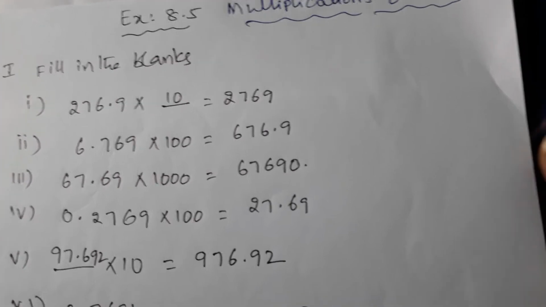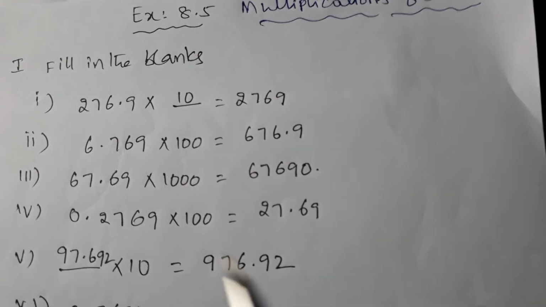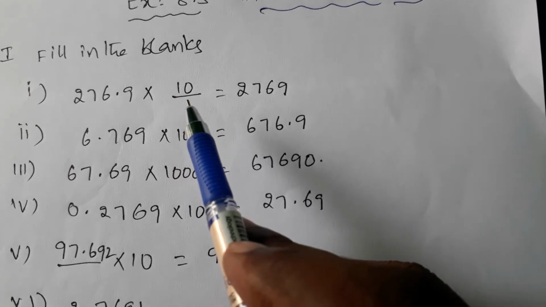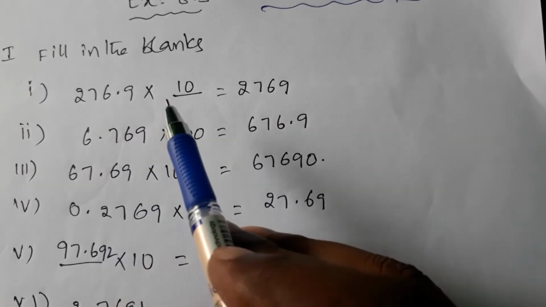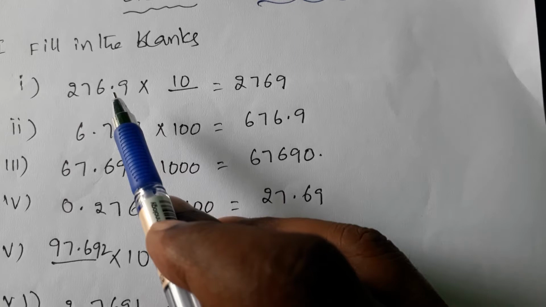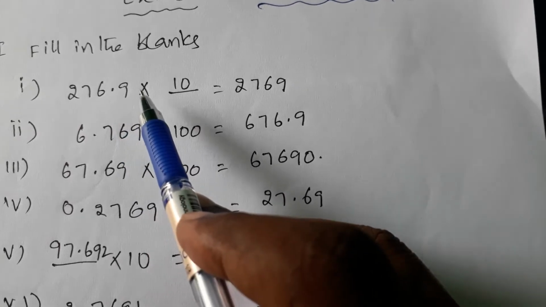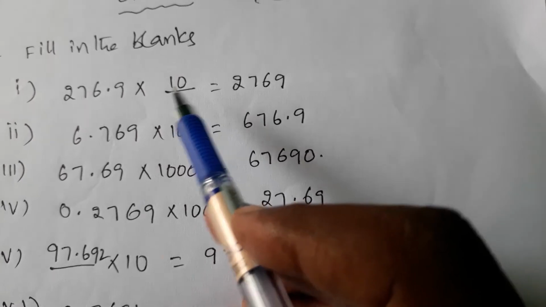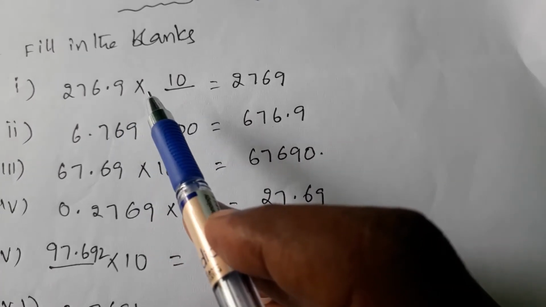Here, see, when a decimal number is given and multiplied with 10, you need not do anything, just shift the decimal one digit right. One digit to the right side you shift. When you multiply with 10, only one digit to the right side you shift.